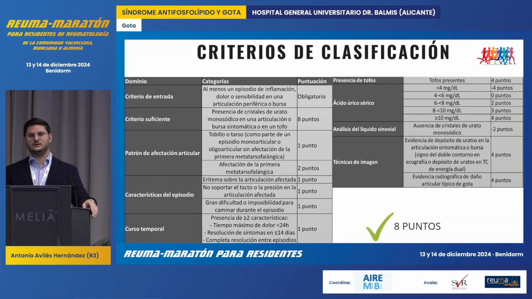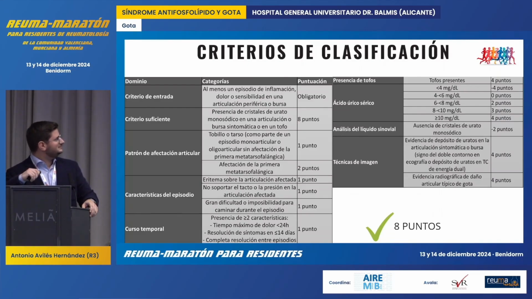However, this is not the only way to define what gout is. Numerous classification criteria have emerged based on various factors. Among these, we will see entry criteria used to determine whether a patient has gout, which will be present in all our patients: an episode of inflammation or pain in a joint, whether peripheral or in the bursa. It makes no sense to talk about gout if there is no arthritis.